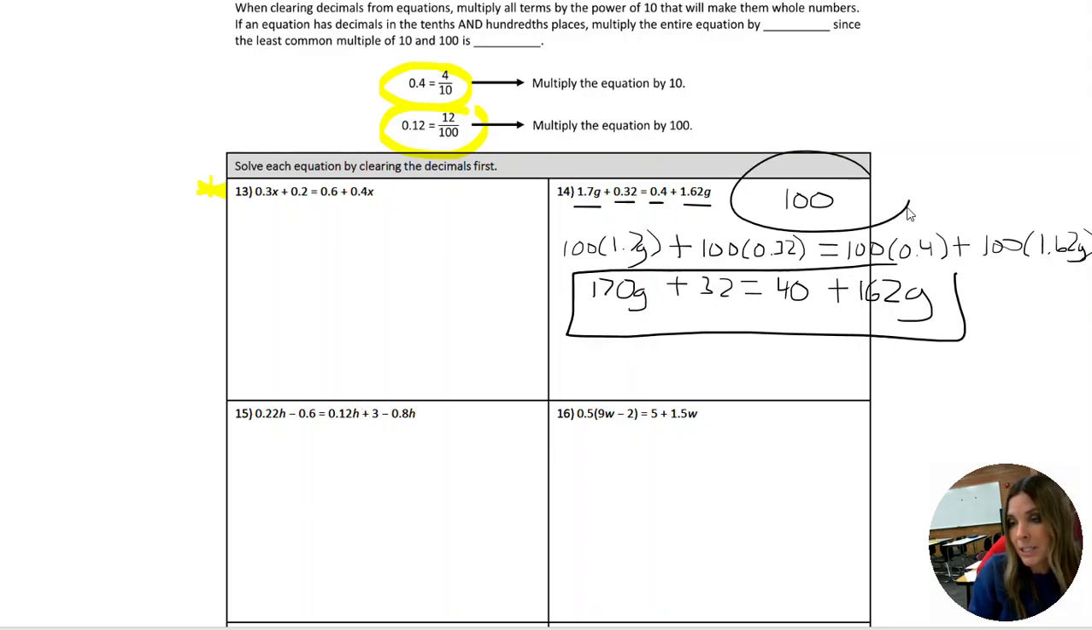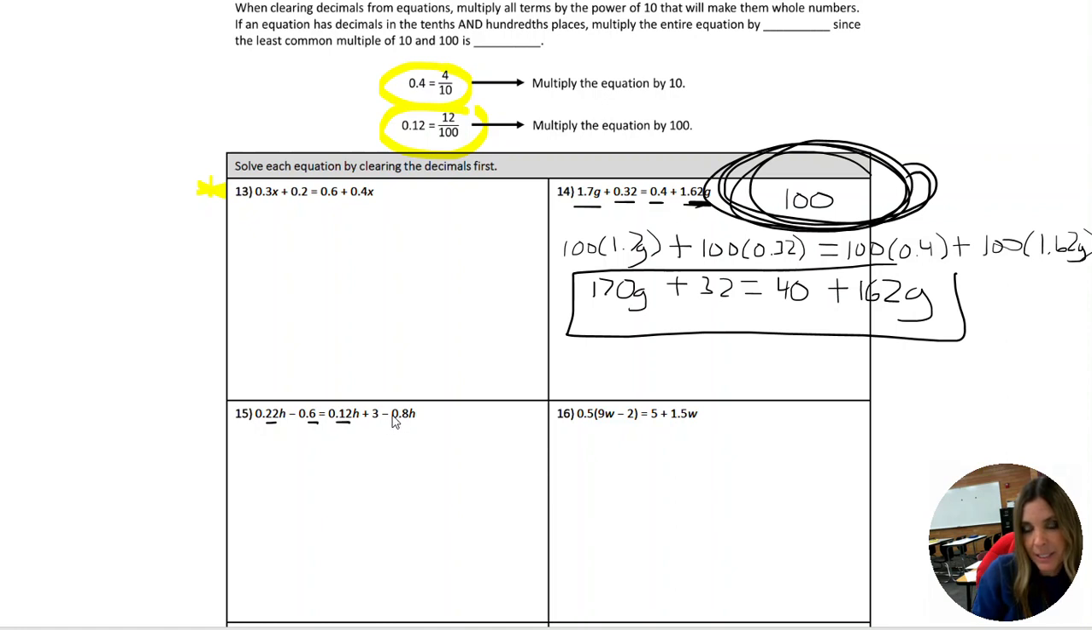And then we just go ahead and solve this equation that we have left. But in order to get rid of our decimals, whatever the smallest place value is, since this is the hundredths, then you've got to multiply everything by the hundredths. So if we go ahead and look at number 15, this is hundredths, this is tenths, this is hundredths. This is just going to be 0.0, but we still have to multiply that one as well. And then this one is tenths. So because we have a couple of these that are to the hundredths place value, we're going to have to multiply everything by 100.